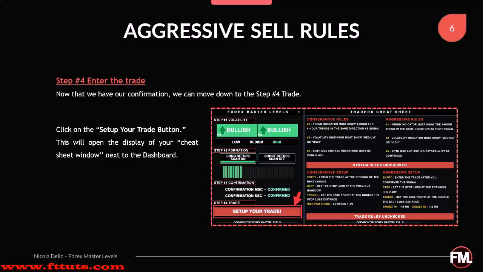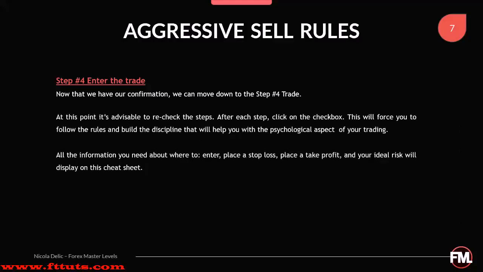Already you have how to enter a trade, but let's move on. At this point, it's advisable to recheck the steps. After each step, click on the checkbox. This will force you to follow the rules and build a discipline that will help you with the psychological aspect of trading. All the information you need about where to enter, place a stop loss, place a take profit, and your ideal risk will display on this cheat sheet.